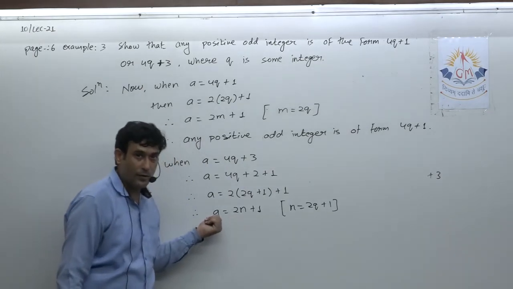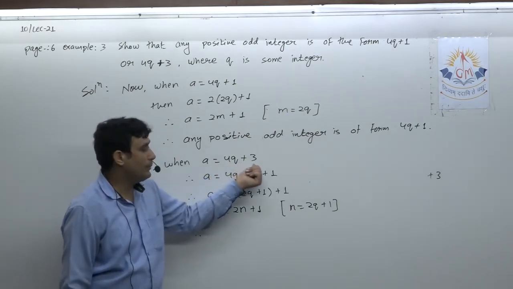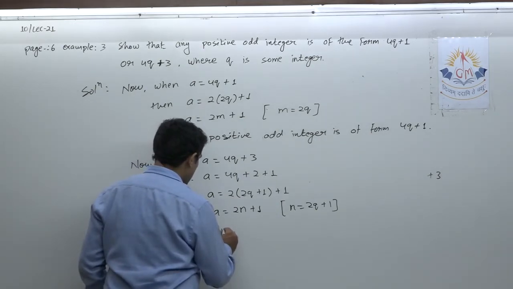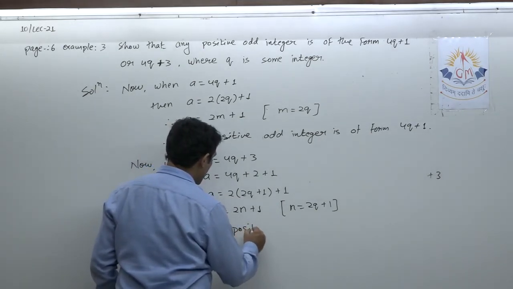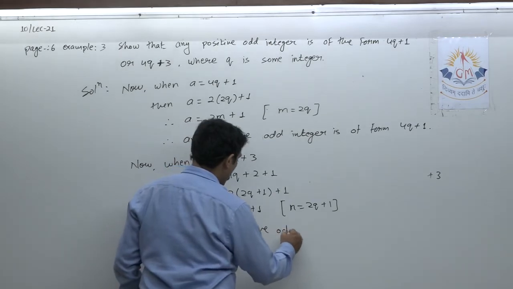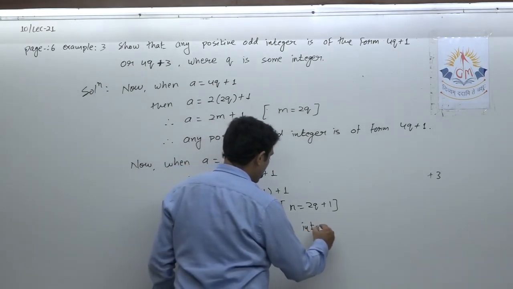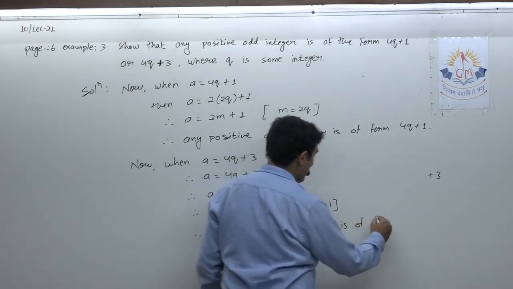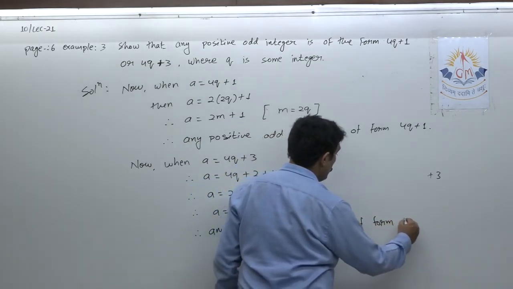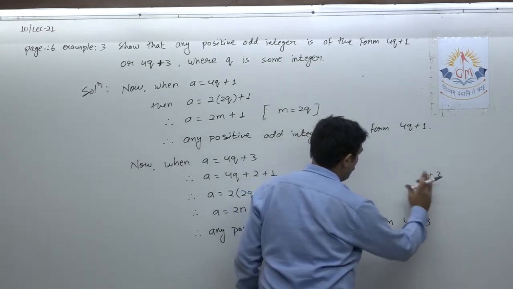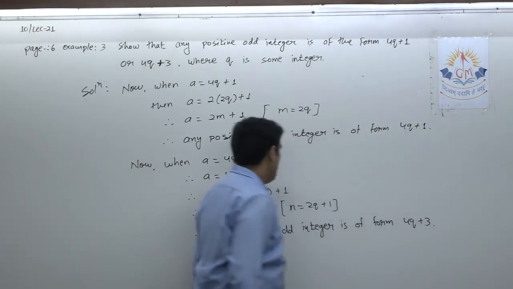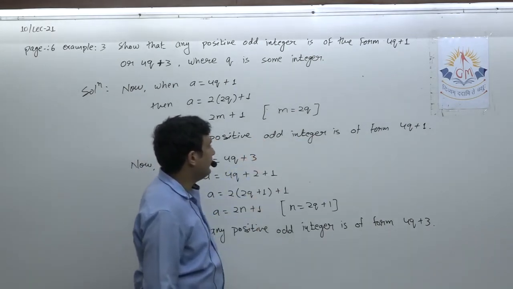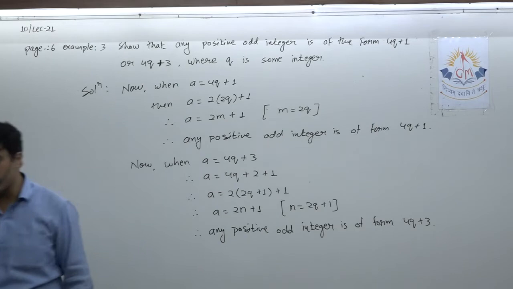That means a is an odd number, and a is equal to 4q plus 3, that means this is also an odd number. So here again I write, therefore any positive odd integer is of form 4q plus 3. So hence proved, we proved these two separately. Please note it down, then we'll see the next question.